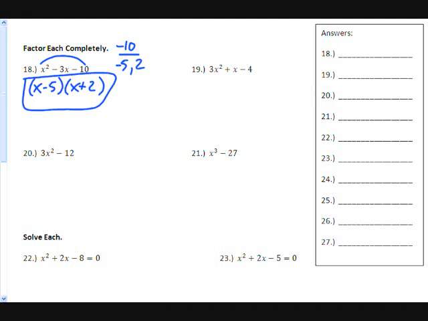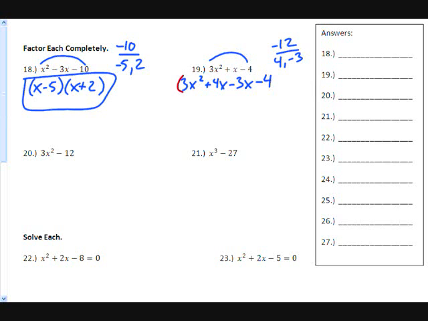Number 19, I start off the same way. I build a bridge that gives me a negative 12. The two numbers that multiply together to give me a negative 12, but add together to give me a positive 1, are a positive 4 and a negative 3. With this one, since there's a 3 out front, I can't use the simple shortcut that I did before, so I'm going to split up the middle coefficient. So instead of a 1x, I'm going to write it as a plus 4x and a minus 3x minus 4. So I've taken that middle term and I've split it into two separate terms.